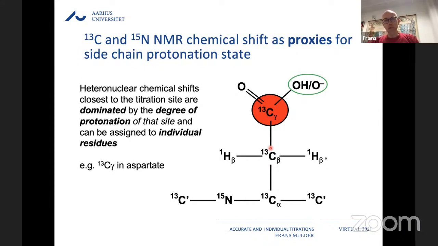So for example, in the case of aspartate residues, it would be best if we could follow this gamma carbon of the carboxylate group, because this is going to be dominantly changing its chemical shift because of the electron density of this group changing rather than things happening in the environment. So the approach we took is to develop NMR methods that allow us to follow these chemical shifts that are going to be uniquely sensitive to the protonation of a certain side chain.